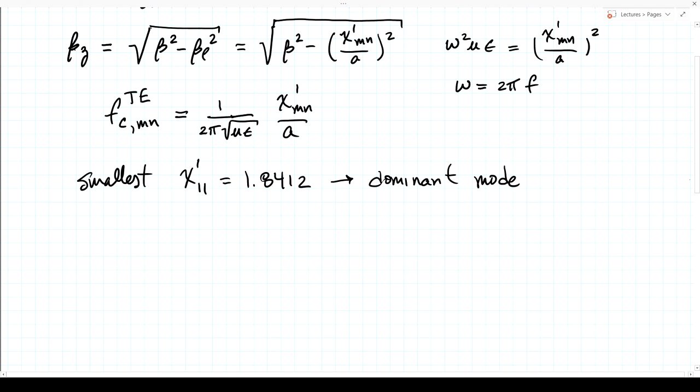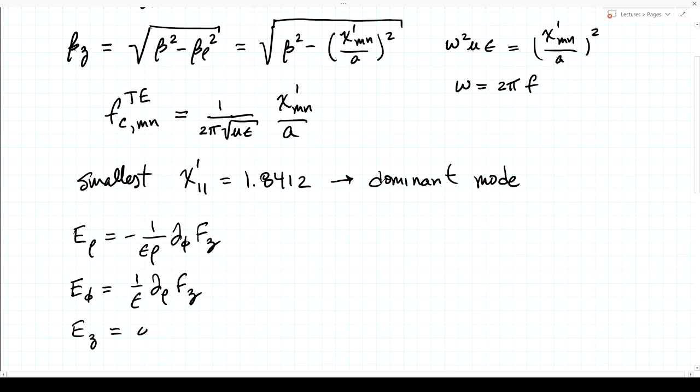So with a solution like that, either mn equal to 1,1 or any other solution, we then have to work out what the field vector components are, all the components. We want to have a complete solution for our field. And so E rho is minus 1 over epsilon rho times the phi derivative of Fz. And we've already seen that E phi is 1 over epsilon times the rho derivative of Fz. For TEz modes, there's no z component of the electric field.